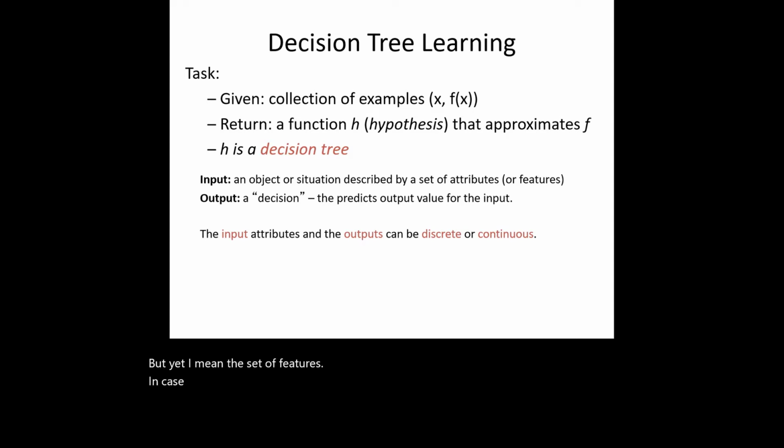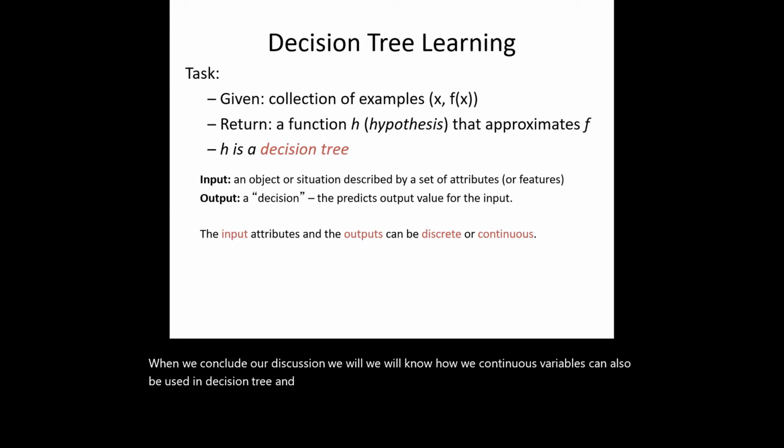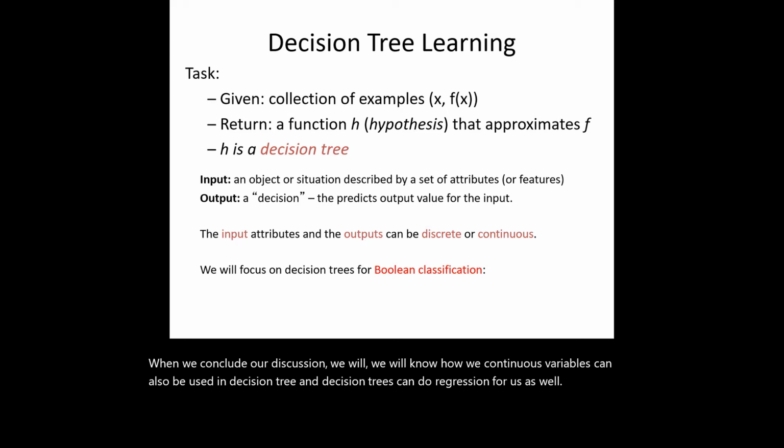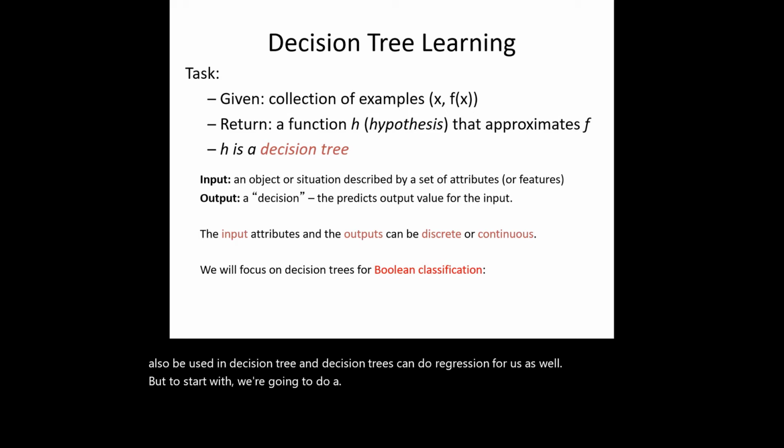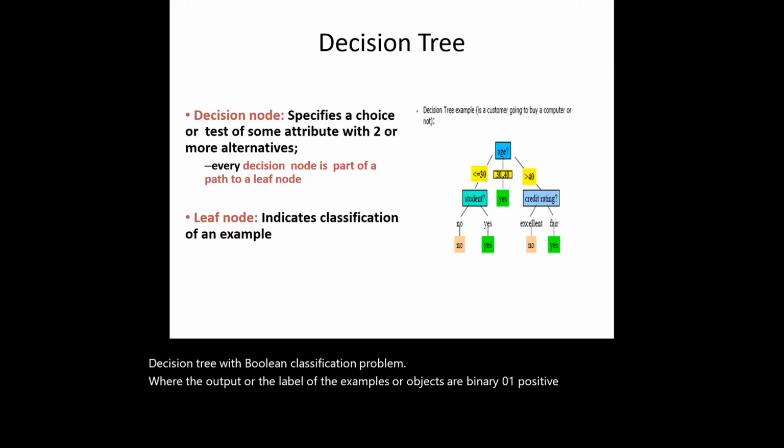In the case of decision trees, we are going to first focus on labels that are discrete, but they can be continuous as well. When we conclude our discussion, we will know how continuous variables can also be used in decision trees, and decision trees can do regression for us as well. But to start with, we are going to do a decision tree with a Boolean classification problem, where the output or the label of the examples or objects is binary, 0, 1, positive, negative, male, female, etc.